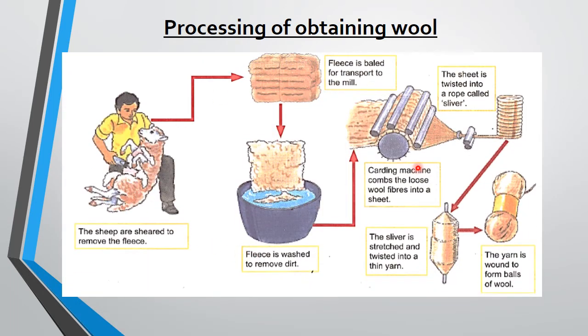Just see the overall flowchart of the process of obtaining wool. The first step is shearing, then scouring, then sorting, and then it is made into a ball of woolen yarn.